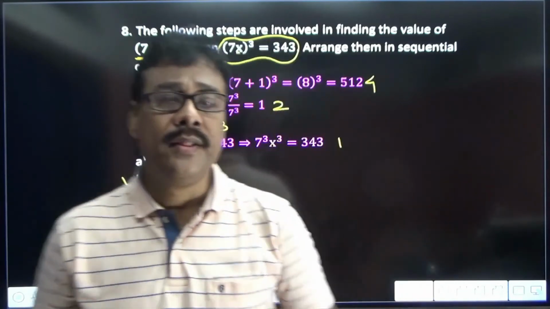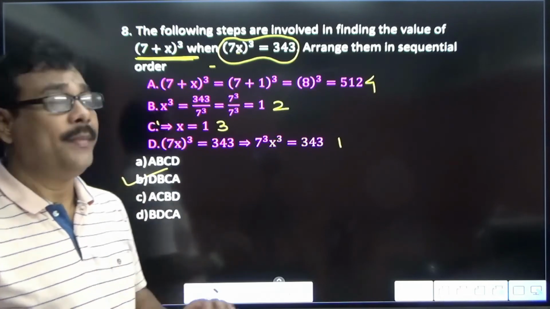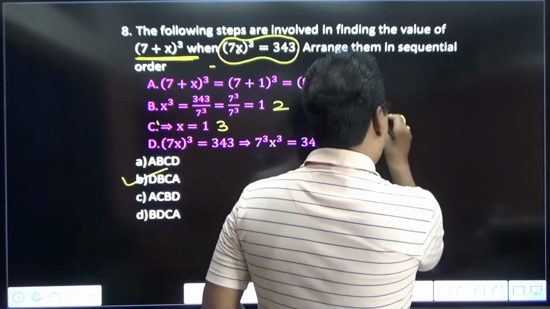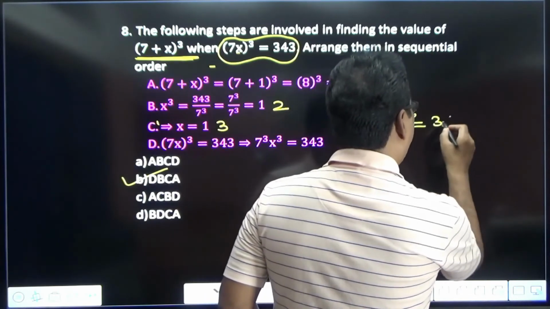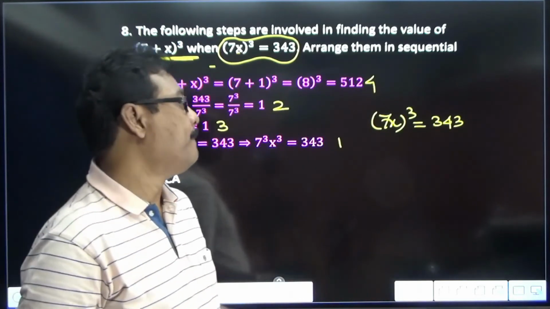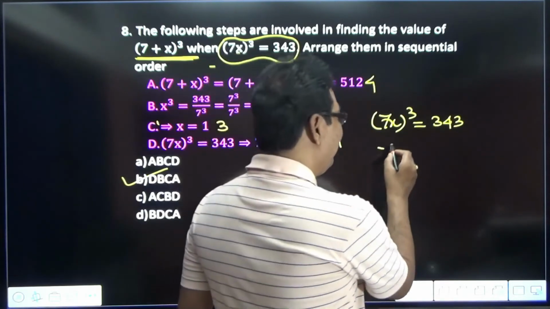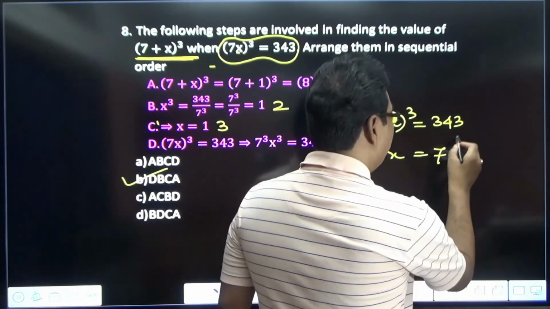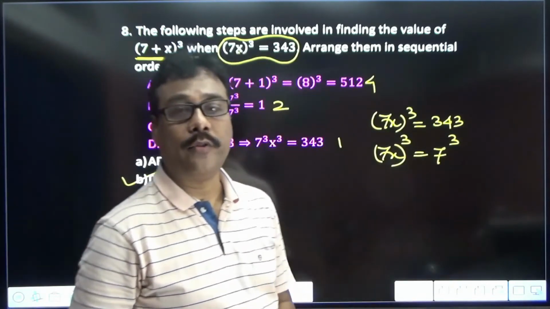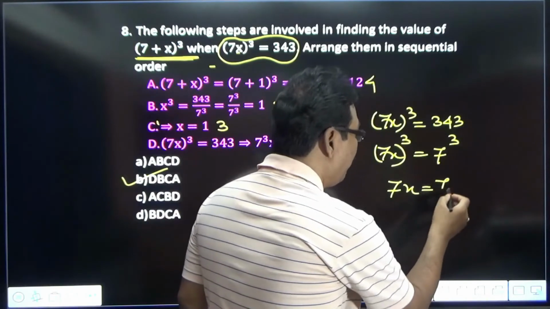But this is given in the question. This you will have to solve. But we'll solve it in some other way, a simpler way. 7x whole cube is equal to 343. So what we have to do is make the power 3 on this side, and I can easily see that it is 7 to the power 3. Because the power is the same on both sides now, I can equate the base. So it is the easier way to find the value of x.